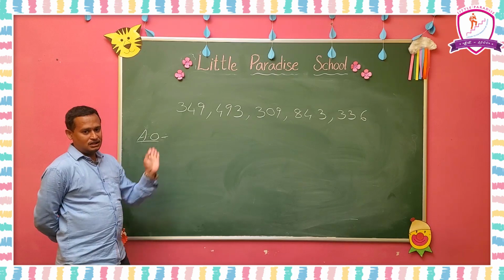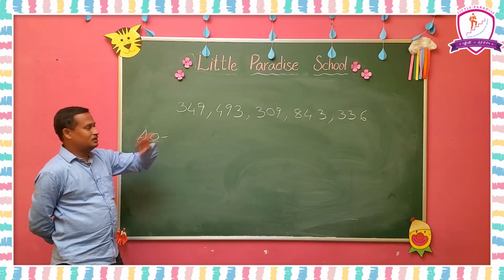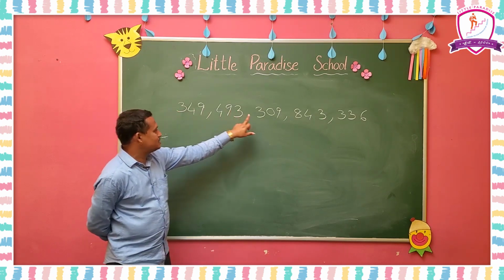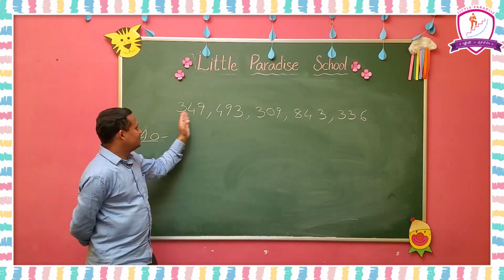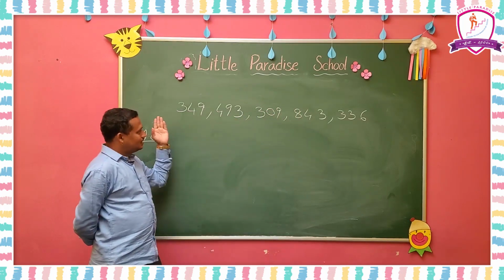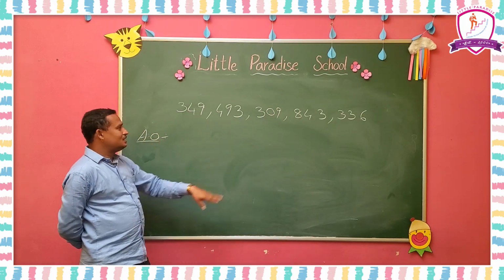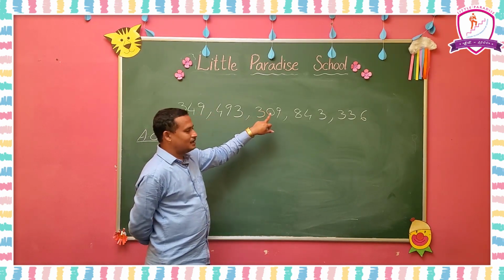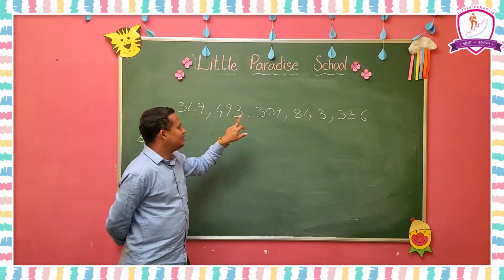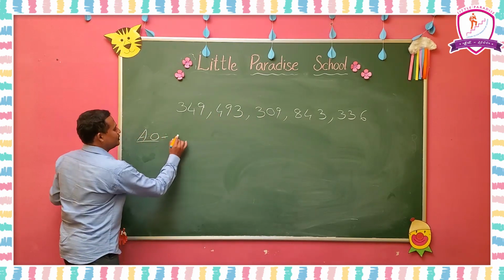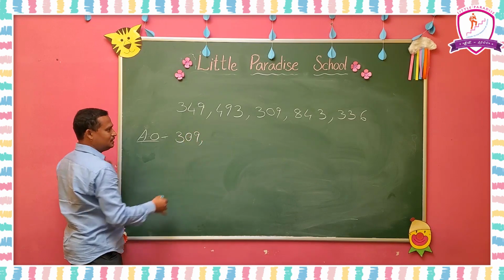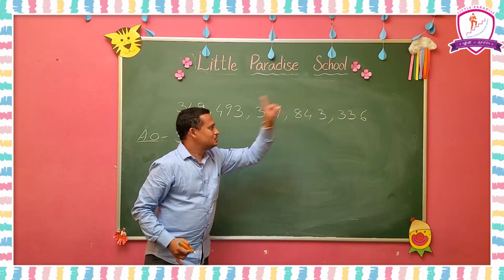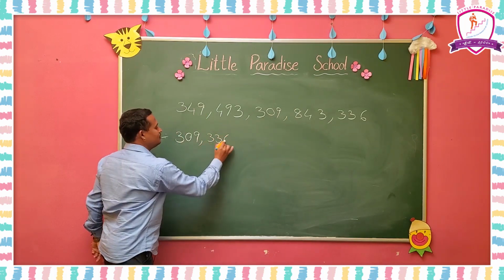Ascending order means small to big. You have to find the smallest number among these. First you have to compare the hundreds places: 300s, 400s, 300s, 800, 300. So here 300s are there, and 300 is the smallest one. Among these 300s, which is the smallest one? 340, 309, 330. Here 309 will be the least one. So we have to write 309 first. Immediately you have to write 336, which is the smallest one next.